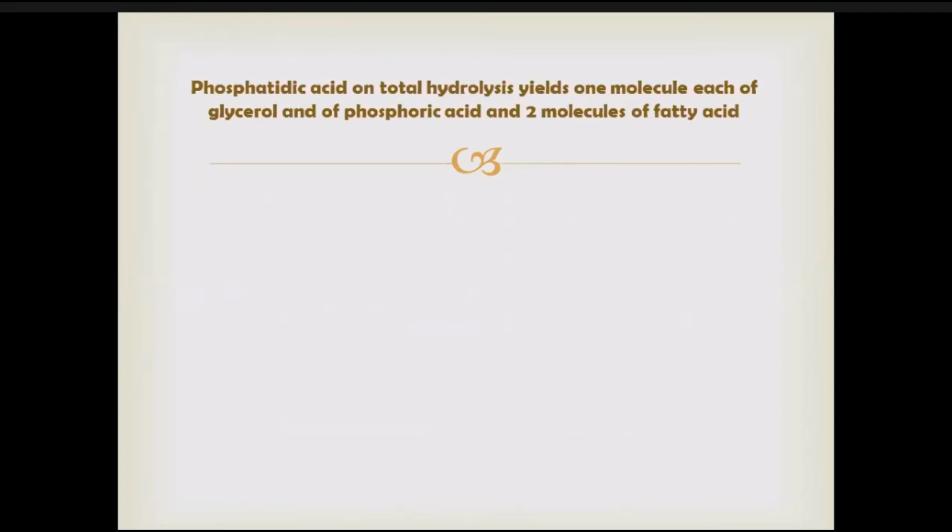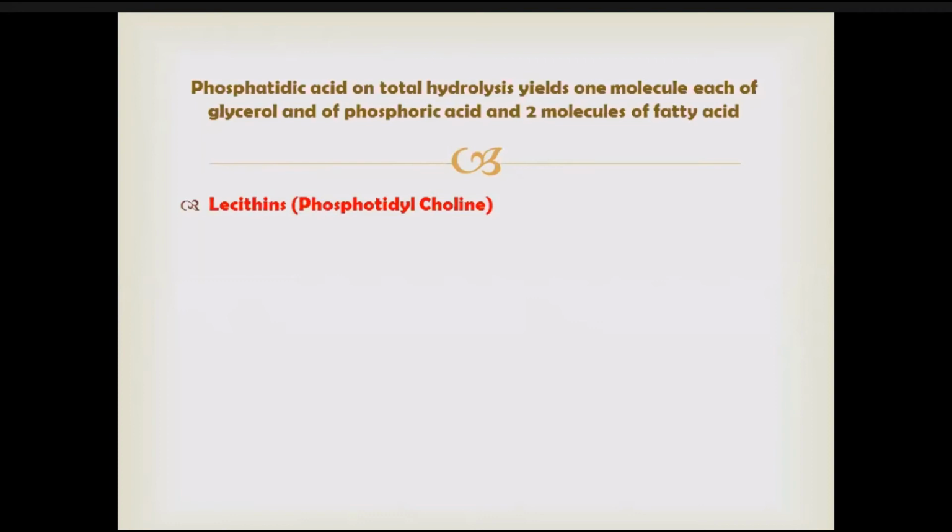If we do complete hydrolysis of phosphatidic acid, it will yield one molecule of glycerol, one of phosphoric acid, and two molecules of fatty acids. So on complete hydrolysis of phosphatidic acid, it is going to yield one molecule each of glycerol and phosphoric acid, and two molecules of fatty acid.